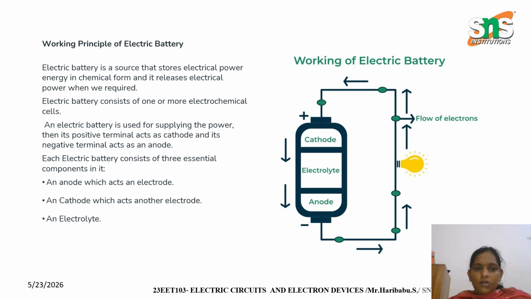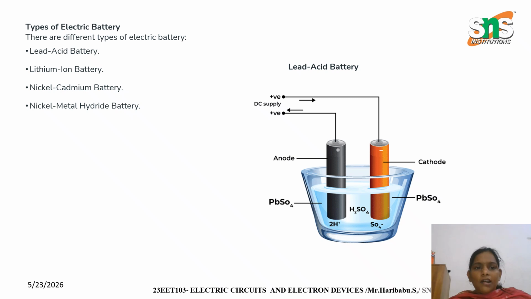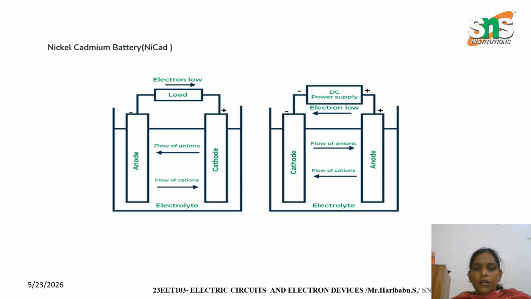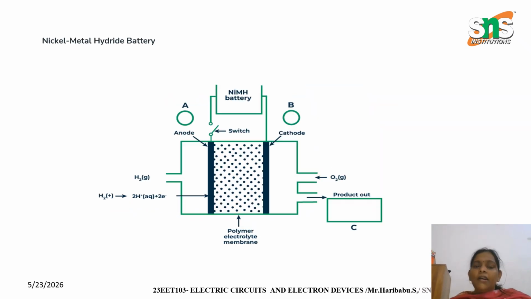Whenever it is on, the positive terminal acts as a cathode and the negative terminal acts as an anode, and there will be a flow of electrons and it will be getting charged. There are types of batteries: lead acid battery, lithium ion, nickel cadmium batteries, and nickel metal hydride battery. So this is an image of a lithium ion battery, a nickel cadmium battery, and also a nickel metal hydride battery.